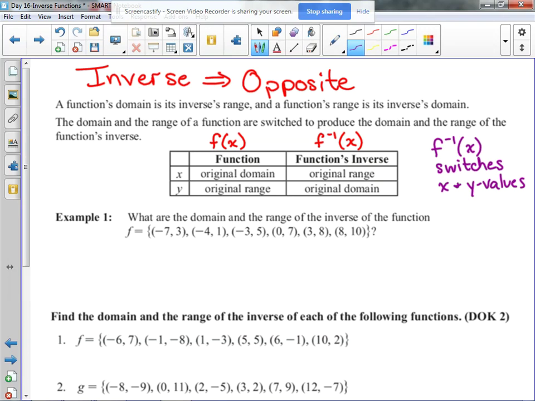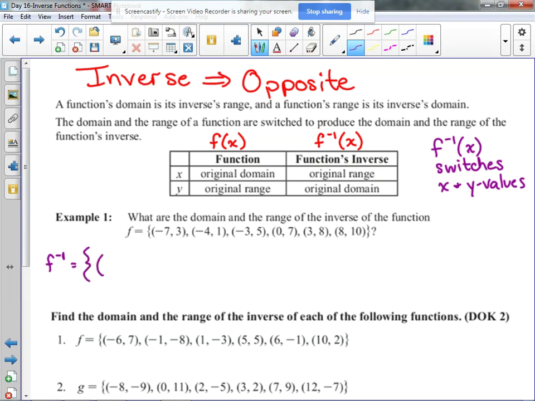So what do I mean by that? Let's look at example 1 to make a little bit more sense of that. Example 1 says, what are the domain and the range of the inverse of this function? Now, they don't give us a rule. They just give us a list of points. So that list of points is the original function. Let's list the points of the inverse. Okay, so f inverse here, and sometimes they leave off the x. In this case, they've left off the x. They just use f for the function, so we'll just use f, and it looks like a -1 exponent.